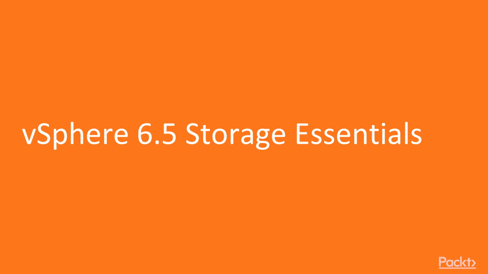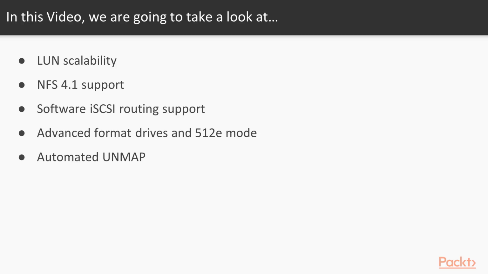In this video, we will look at vSphere 6.5 storage essentials. The topics we will cover are LUN scalability, LUN being a logical unit storage device, NFS version 4.1 support, some improvements in software iSCSI routing support, how version 6.5 of vSphere deals with advanced format drives in something called 512 emulation mode, and something really interesting that's now been automated, which is the Unmap API primitive. And we'll talk about these in some detail as we move along.